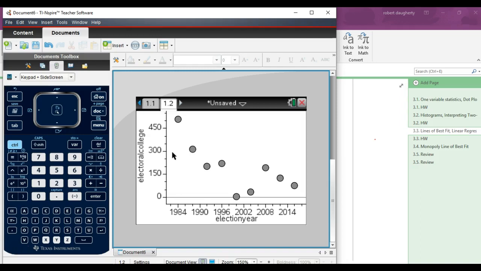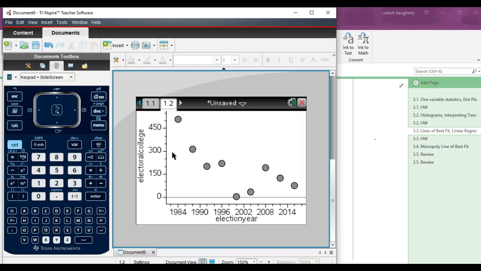Okay. Guys, so the minute I have two variables in my data set, I'm interested in the relationship between the two. So if I'm looking at the margin of victory in the Electoral College, where does it start out in 1984? What's the margin of victory in '84? 512. Do you know how many Electoral College votes there are? Any of you take social studies, government, anything? There are 538. So someone had a 512 margin.